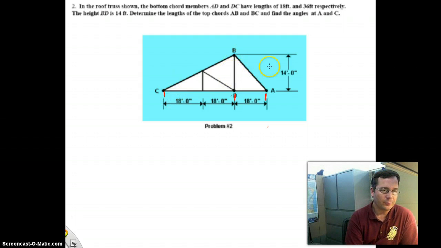BD is given as 14 feet, which we show out here. I'm going to go ahead and draw that label in right here so that it's a little bit more visible. And they want to know, what are the lengths of the top chords AB and BC? Well, let's look at AB. We're trying to find this, and I'm just going to label it as length AB.